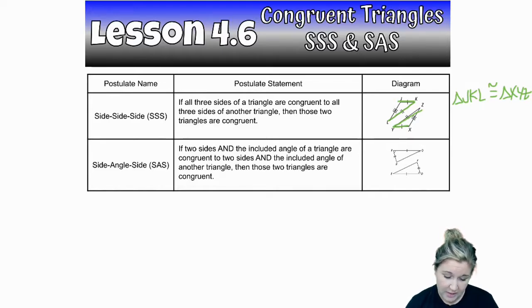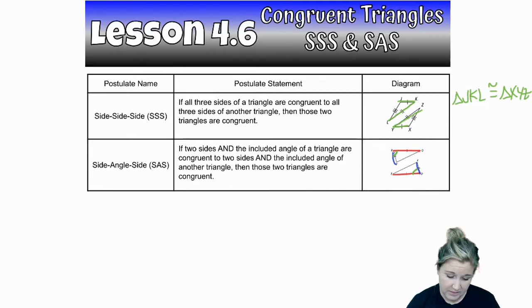Okay, and then if you look at side-angle-side, we have two sides. We have PQ is congruent to ED, and PR is congruent to FD. And the big major thing is that the angle in between those two sides, made up with the blue and the red, those are the congruent angles. So angle P and angle D are congruent.